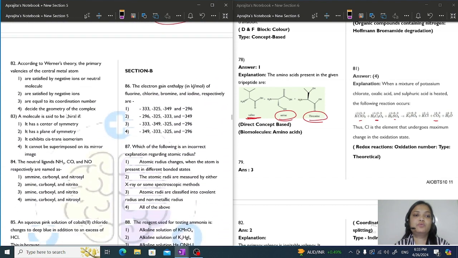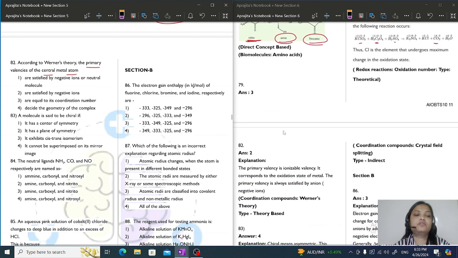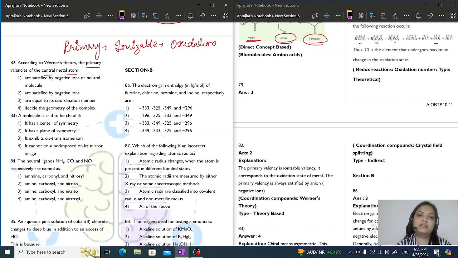Question number 82. According to Werner's theory, the primary valencies of the central metal atom are... You know that the primary valency is the ionizable valency, meaning it corresponds to the oxidation state of the metal. And it will always be satisfied by the anions, meaning the negative ions. So the answer is going to be option number 2.